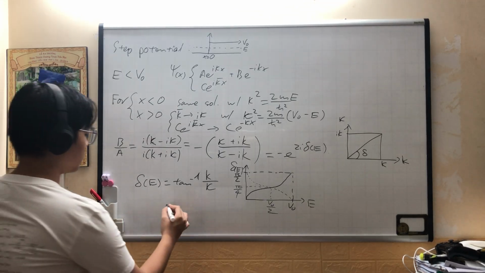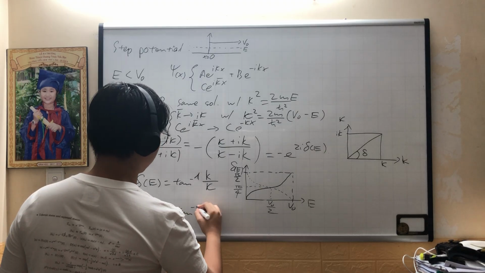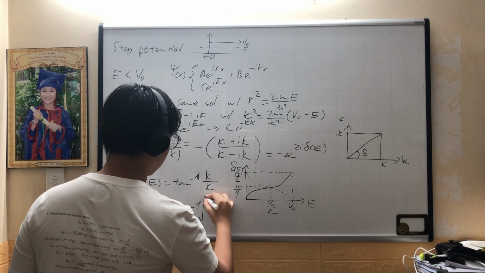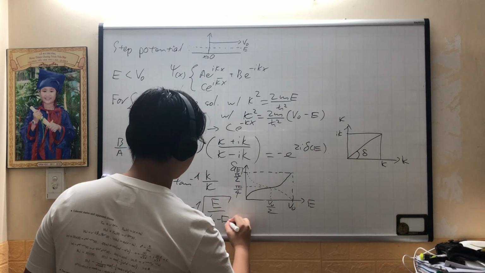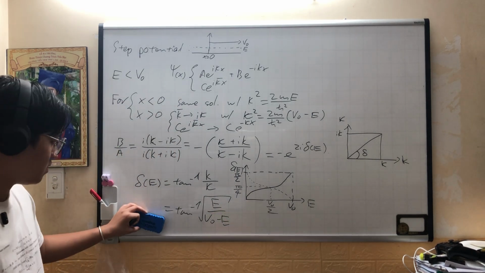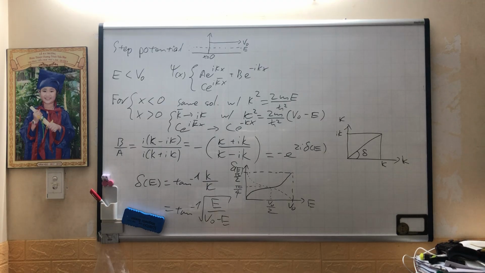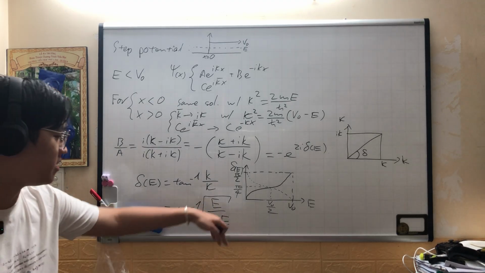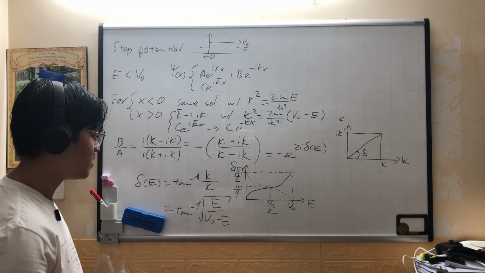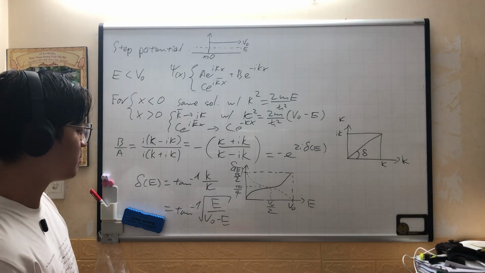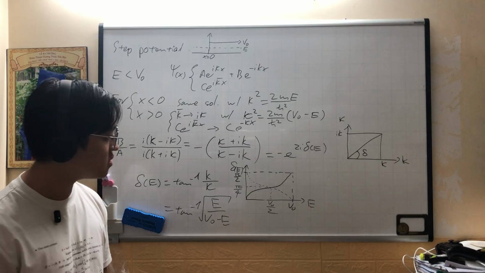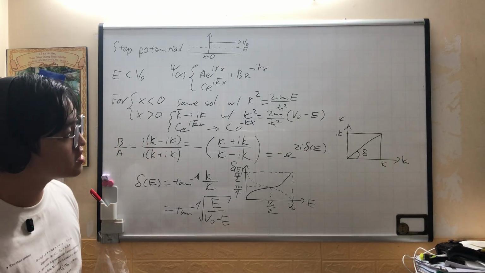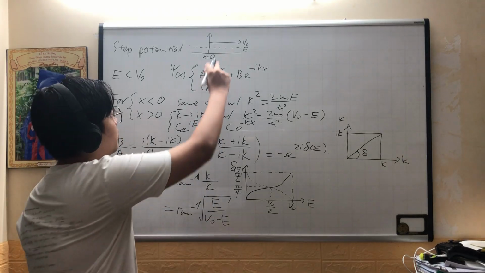Expand this, you get tan minus 1 of the root of E over V naught minus E. And if you take the other path, this would be inverted. So it would be the tangent of the root of V naught minus E over E. Okay, sorry for that.